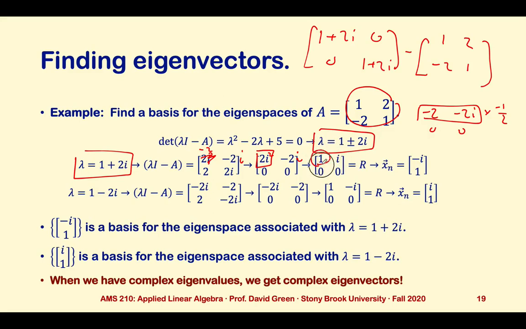We're in a reduced row echelon form. We actually can use the same rule. We have a single free variable, x2 equals 1, and we pull out the pivot entry by negating this value here. It was an imaginary number, so we end up with a negative i here.